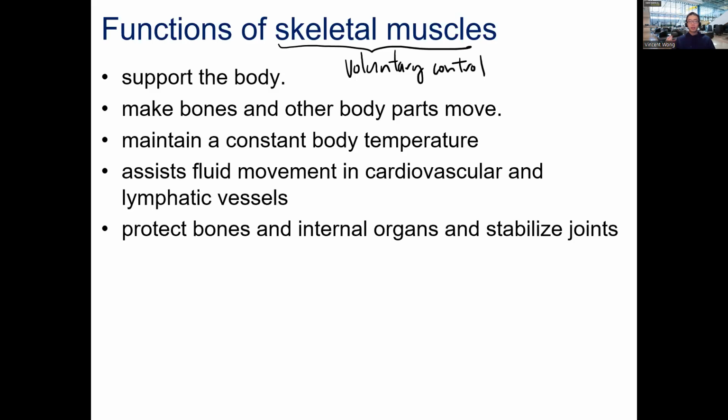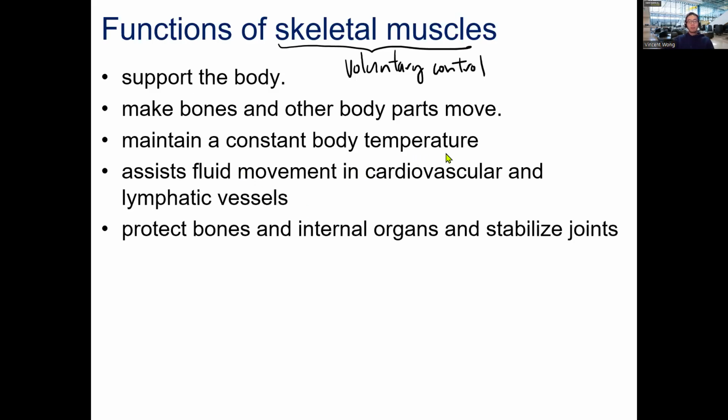They make bones and other parts of the body move. The bones and the joints cannot move on their own. Okay, they allow for movement, but the actual movement comes from the contraction of the muscle. So if I need to create motion in the elbow, in the hinge joint here, I need to contract my bicep to do this, and then I would need to contract my tricep to do that. Okay, so the muscle is the source of the movement, but the joints enable that movement to occur.